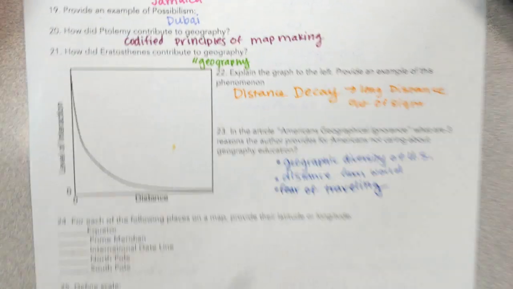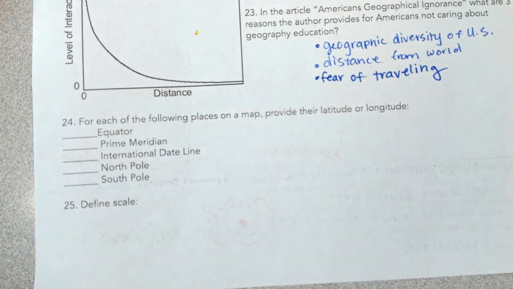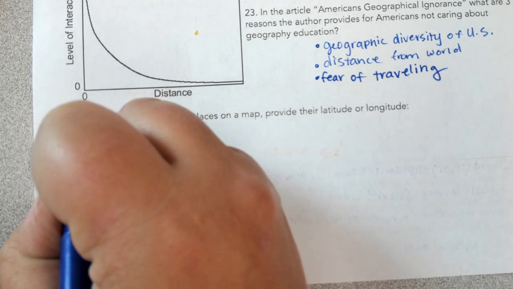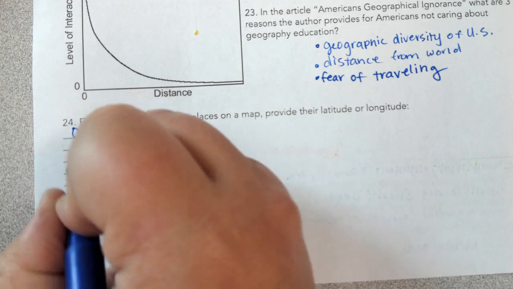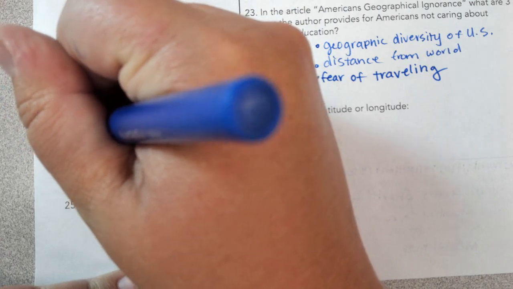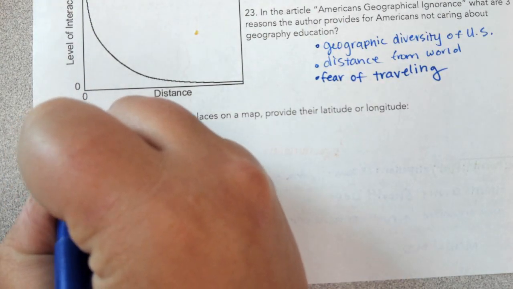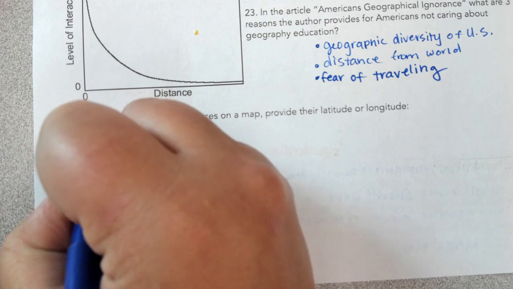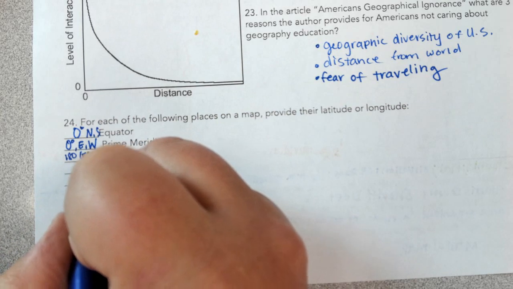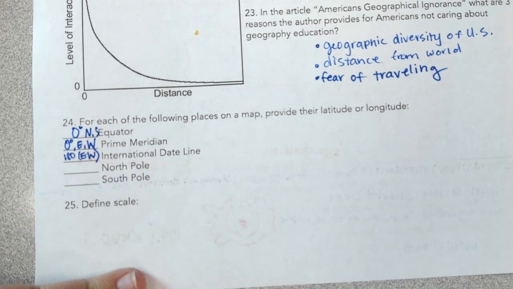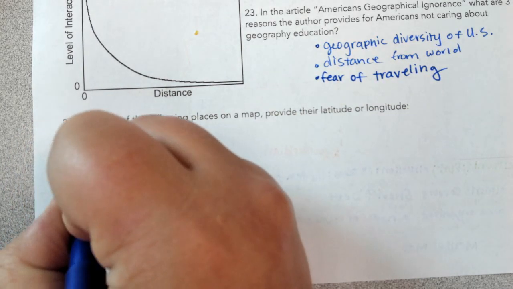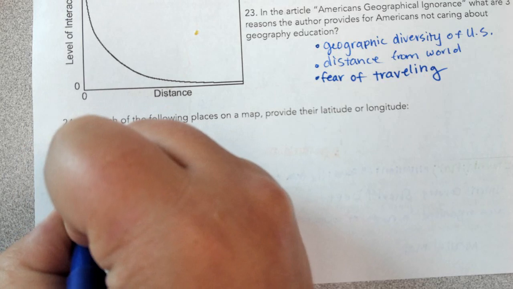Alright, now next. We're almost done. I'm so excited. For each of the following places on a map, provide their line of latitude or longitude. So the equator runs at 0 degrees, that's 0 degrees north or south. The prime meridian runs at 0 degrees east or west. The international date line is at 180 degrees east-west. The North Pole is at 90 degrees north, and the South Pole is 90 degrees south.